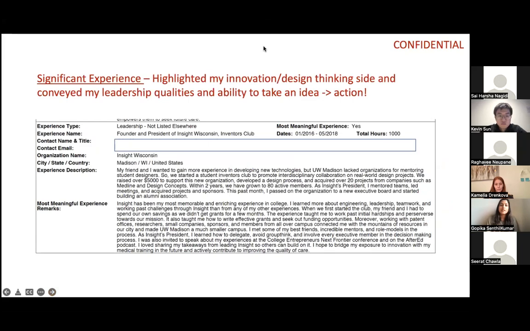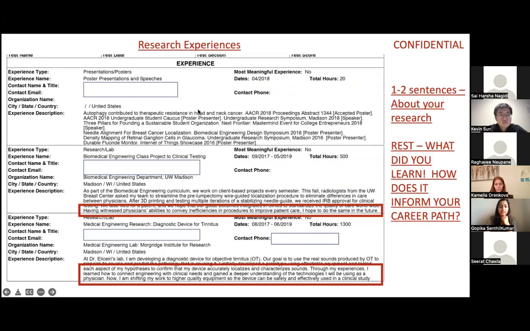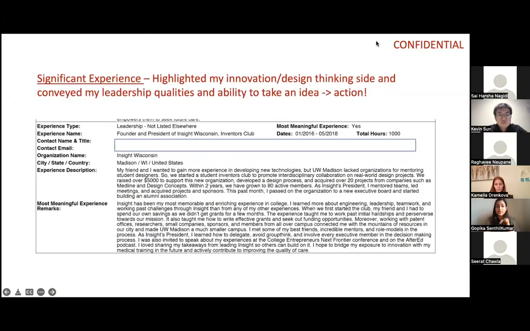Okay. So I will start with my significant experiences component. I didn't want to pull out all of my experiences, all 15, but I wanted to show you, out of the two significant research experiences, how I balanced the components of the story I was telling you, right? So the first significant experience that I highlighted was something that would tell them about my skills in innovation and design thinking. And in telling that story, I wanted to convey my leadership qualities and ability to take an idea to action.